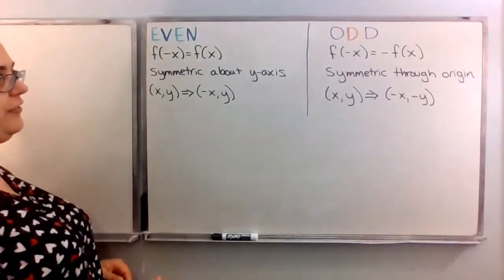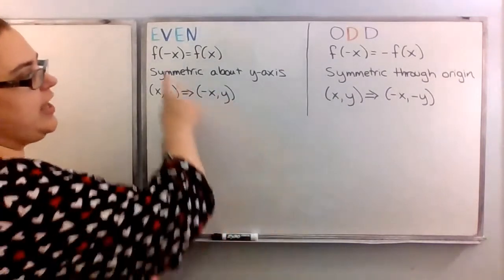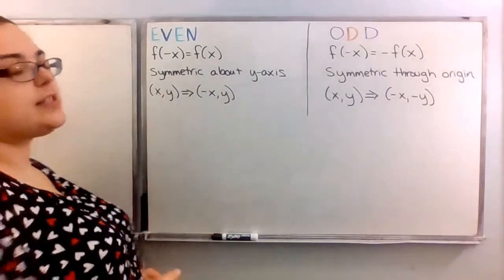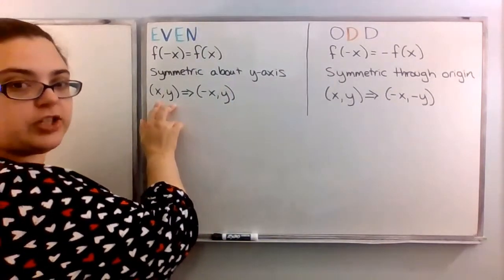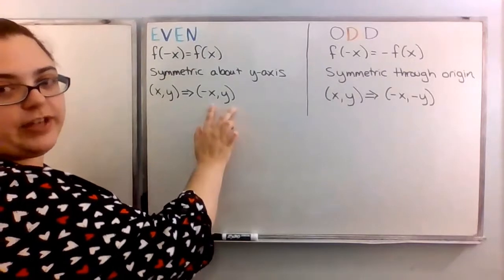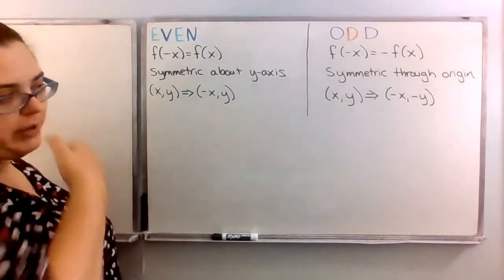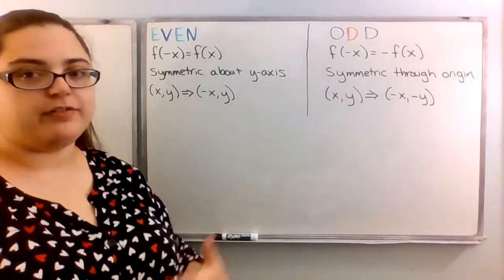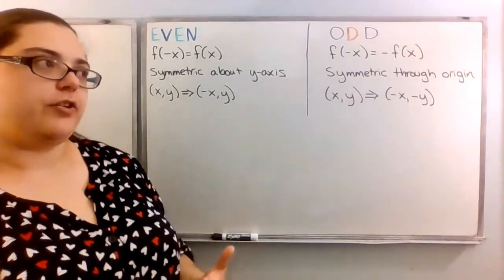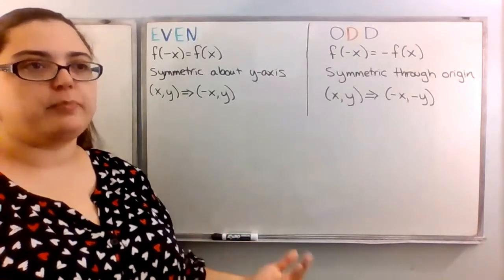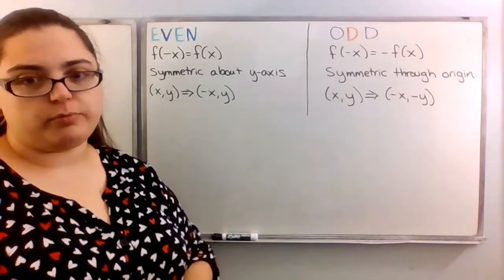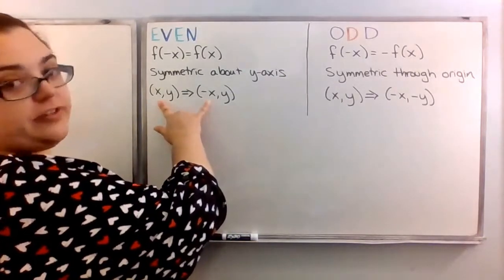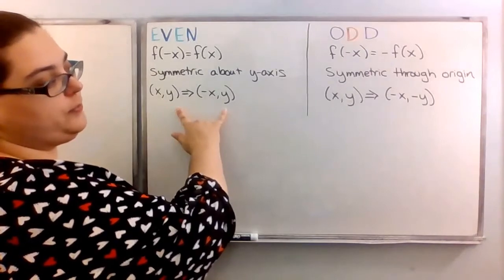If you have an even function, the formal definition is that f of negative x is the same as f of x. What this means is if you have a point x, y on your function, then you also have the point negative x, y. So if your function passes through the point 5, 7, it'll also pass through the point negative 5, 7. If it goes through the point negative pi, 3, it'll also go through the point positive pi, 3. So the negative and positive values of x share the same y value.